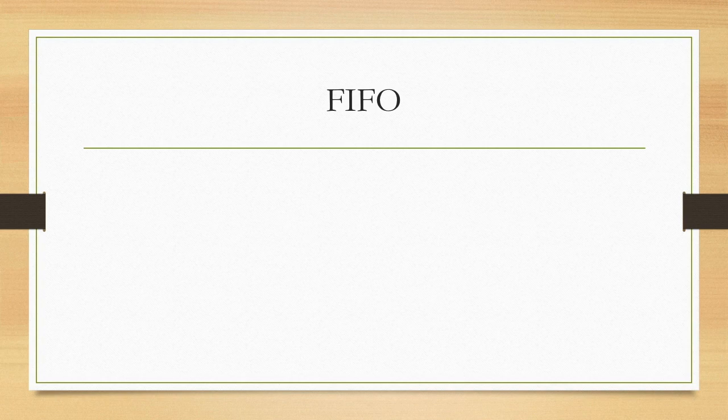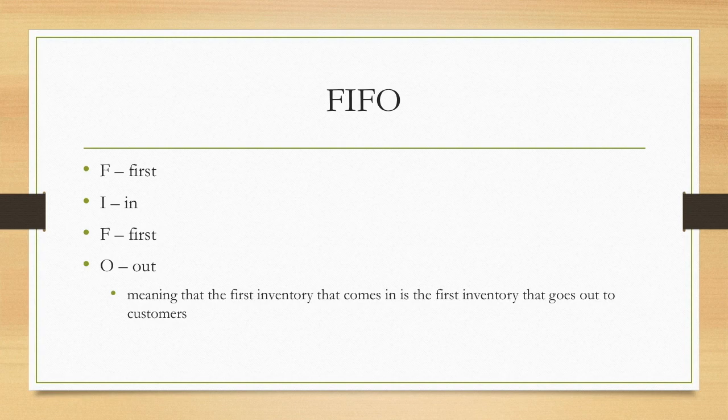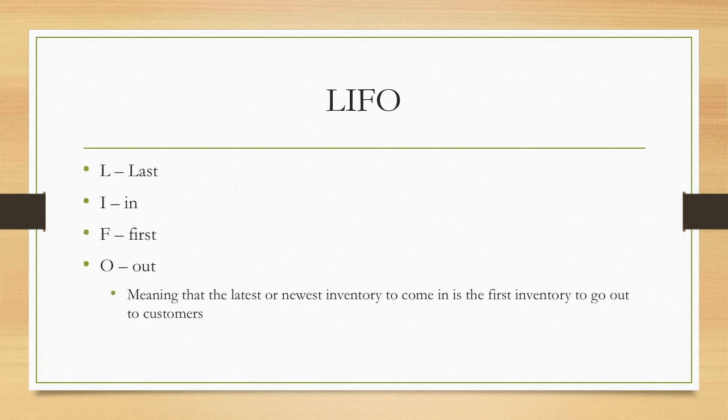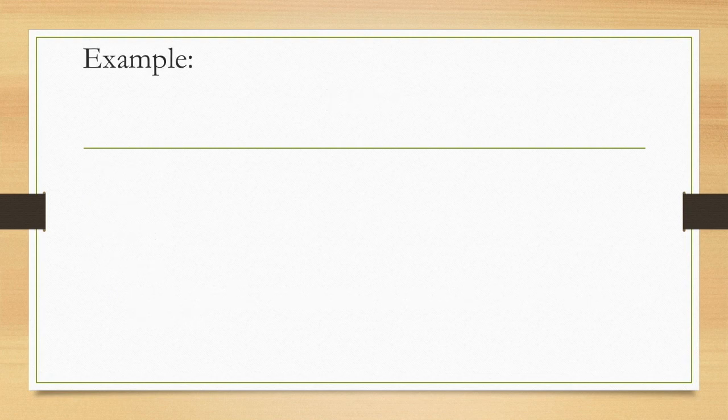FIFO. FIFO stands for first in, first out, meaning that the first inventory that comes in is the first inventory that goes out to customers. LIFO. LIFO stands for last in, first out, meaning that the latest or newest inventory that comes in is the first inventory that goes out to customers.